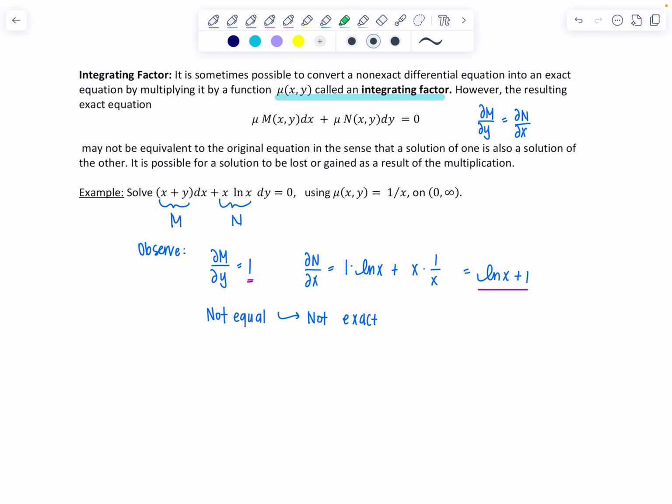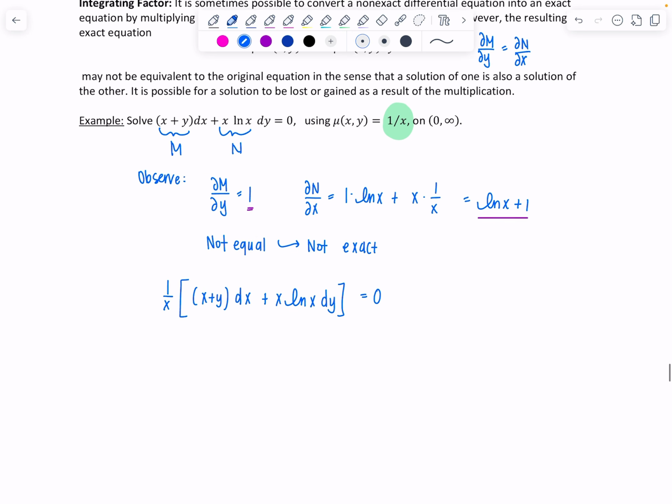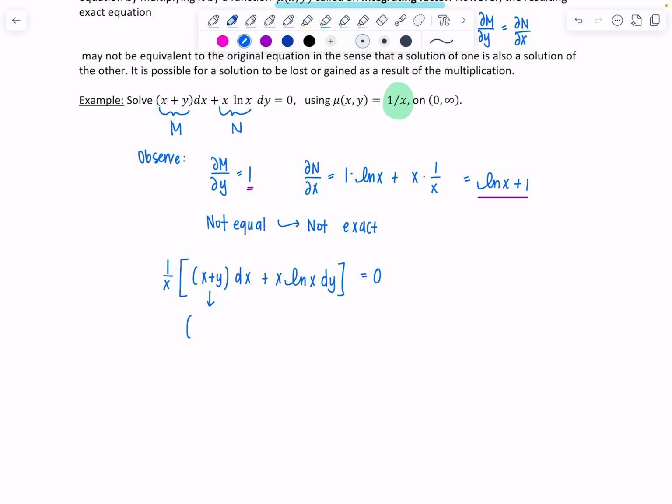Okay. Now I'm going to come through and multiply everybody in the differential equation by 1 over x. That was given to me as the integrating factor. So let's see what results when we do that. So 1 over x times x plus y dx plus x ln x dy equals 0. So distributing through, this is going to become 1 plus y over x dx plus, here my x cancels out, so we just have ln of x dy, and that would still equal 0. Okay, so here's my new m, here's my new n.